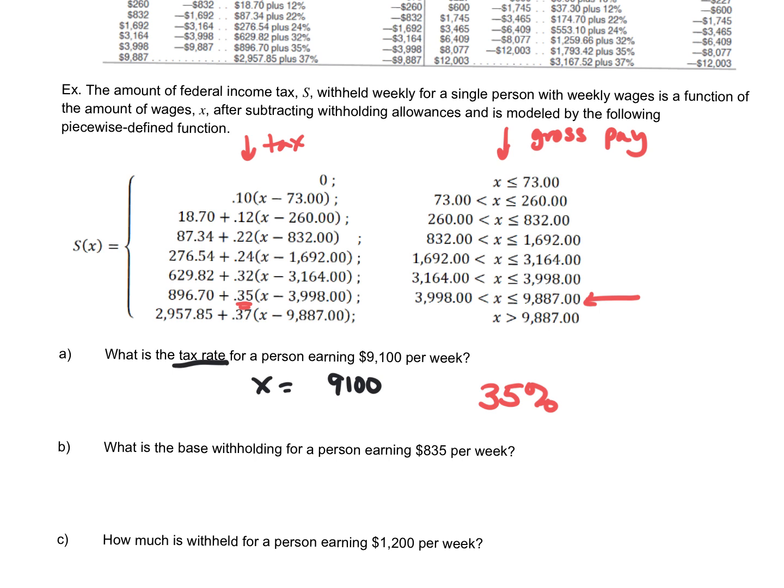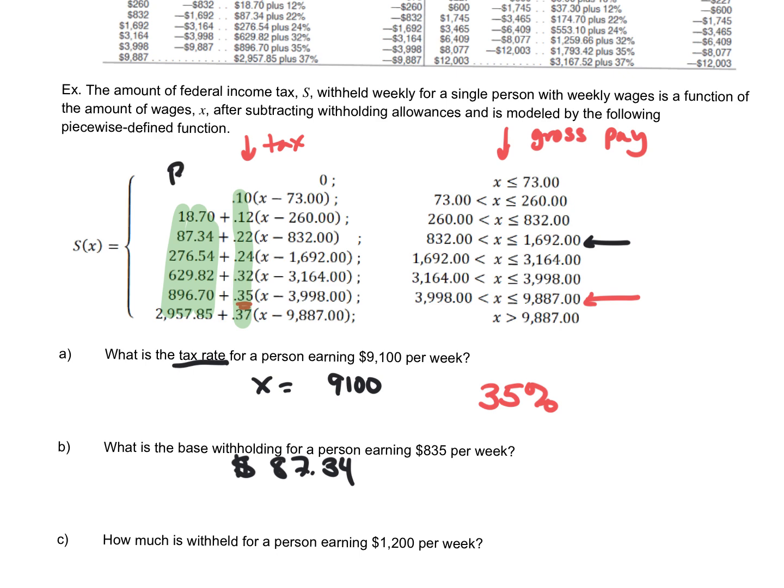So you also have a percentage, you also have a base withholding. All of these are our percentages, and all of these are our base. These don't matter what you make. If you're in that category, this is what you pay. So if you make $835, $835 would be in this fourth category right here, because $835 is bigger than $832, smaller than $1,692. So your base tax withholding is $87.34.